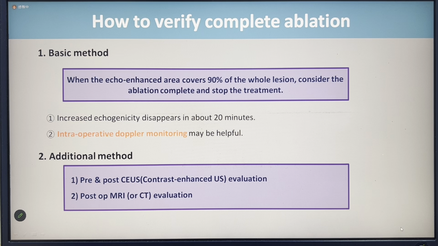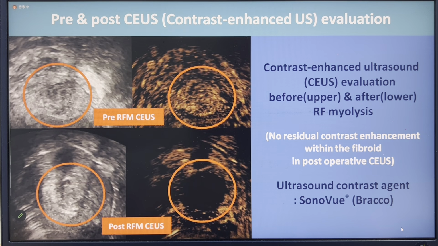Intraoperative Doppler monitoring may be helpful. And pre-post CEUS evaluation and post-operative MR or CT evaluation can give additional information. This is CEUS evaluation before and after RF myolysis. There is contrast enhancement in preoperative CEUS, but no residual contrast enhancement within the fibroid in postoperative CEUS. It means that complete ablation is achieved.